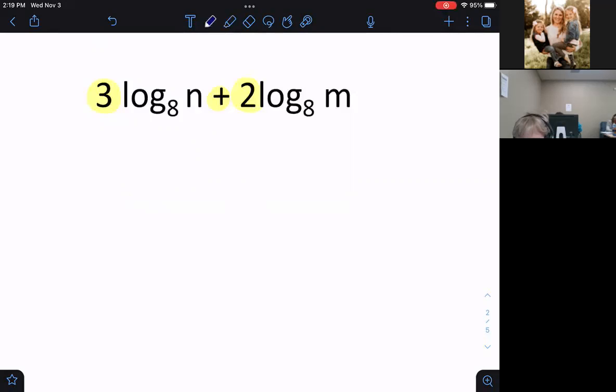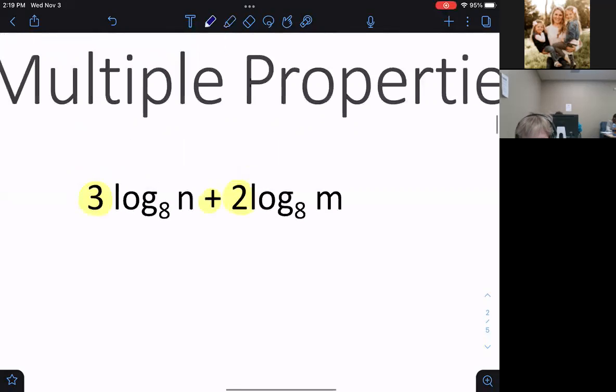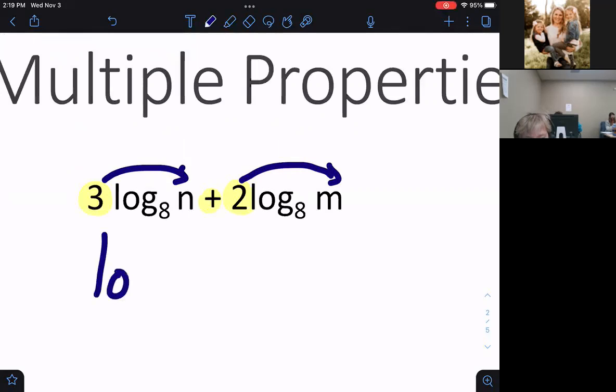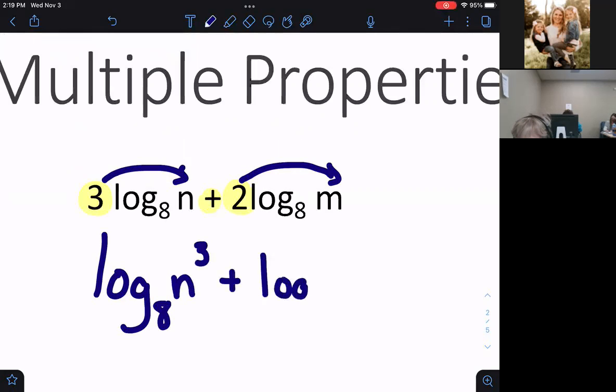We always want to look at the power property first. So the 3 is going to get moved up to the n. The 2 is going to get moved up to the m. So we're going to have log base 8 of n to the 3rd power plus log base 8 of m squared, or to the 2nd power. So that's our first step to condense these.